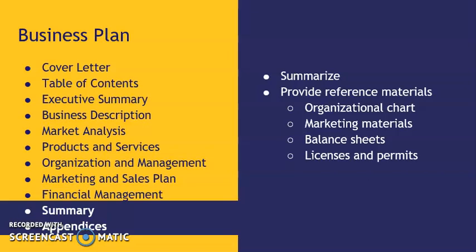The summary summarizes the information from the other sections, and it's the final chance to showcase your practice. And the appendices are where you include any reference materials like the organizational chart, marketing materials, balance sheets, and copies of licenses and permits. ASHA has a guide for developing a business plan, as well as information about starting a private practice that I will also provide a link to in case you want more information.